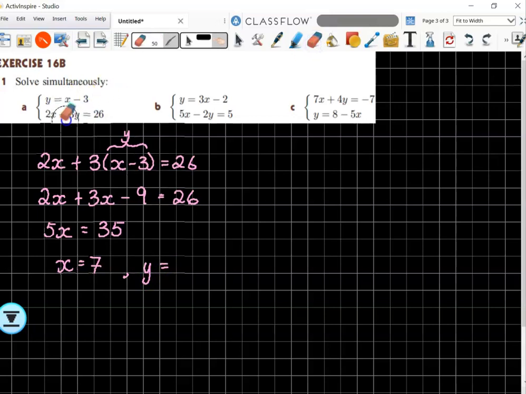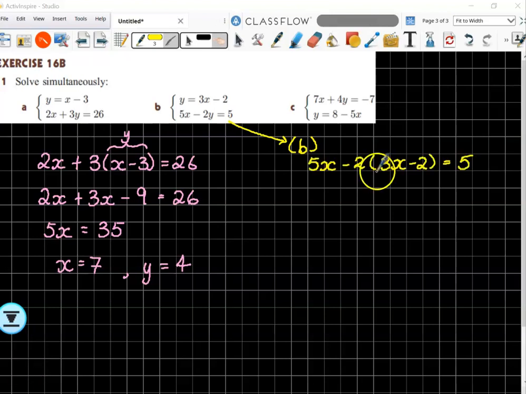Yes, you can sub x into any one of these, but of course, what's the easiest one that you're going to sub it into? Top one, right? 7 take 3, 4. I actually did have to stop and think about that. It's Friday. So you're going to do B and you're going to try and get your first line. Pause the video. Hopefully everybody got that. 5x, yep, take 2 times y, but what is y? Y is x take 2, whack it in, and now we solve.